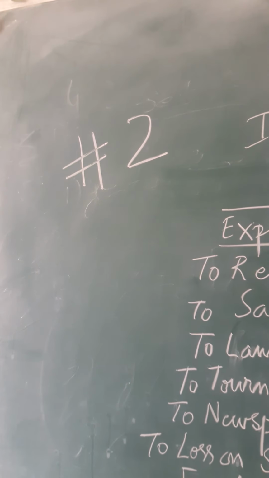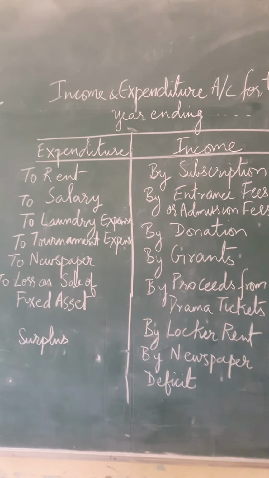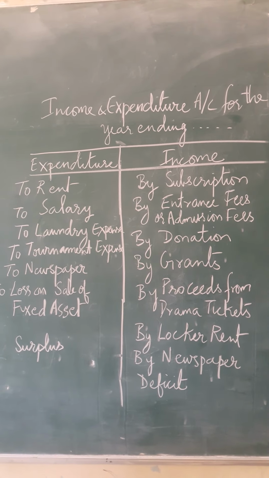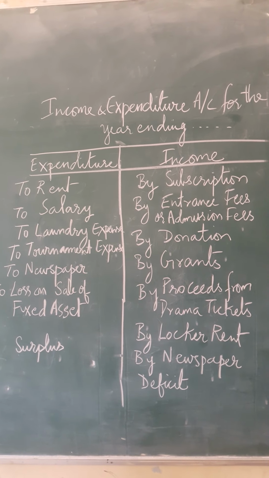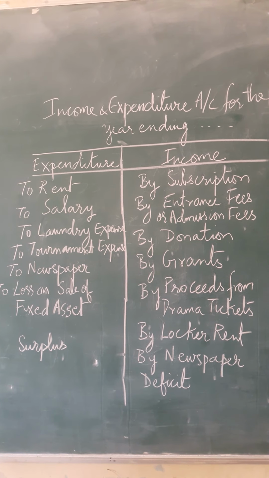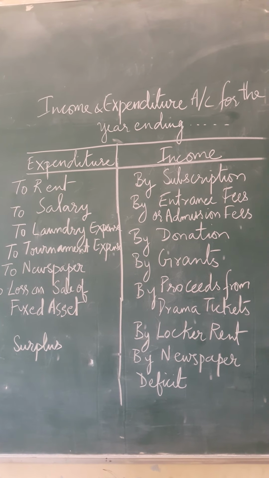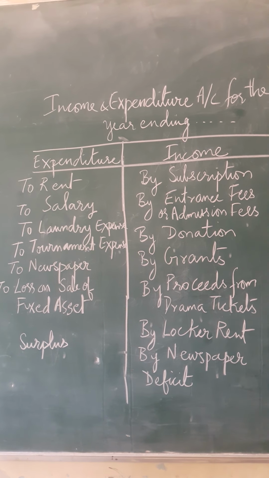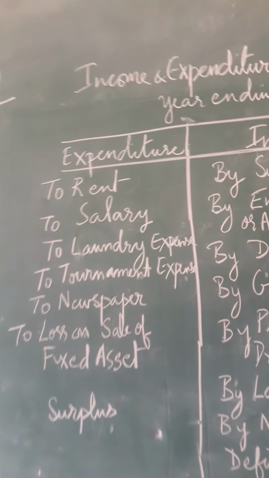Students, this is lesson number 2 and we are moving towards our second account for not-for-profit organization, which is called income and expenditure account for the year ending. It is prepared on similar lines as of P&L account. So just like in P&L account, debit side is expenditure side and credit side is income side. We move to the expenditure side.